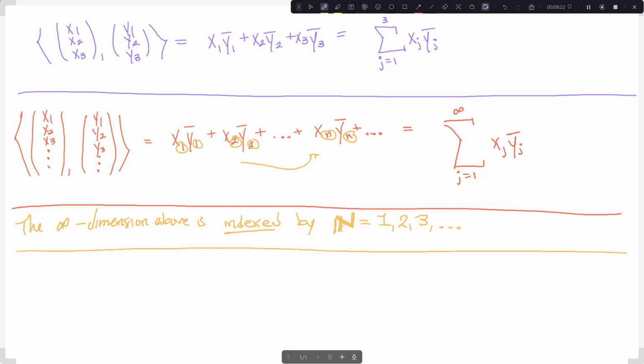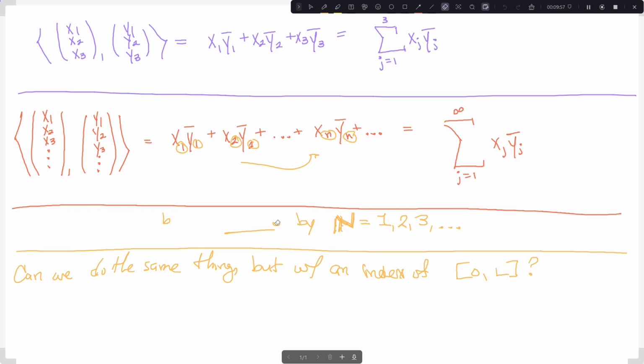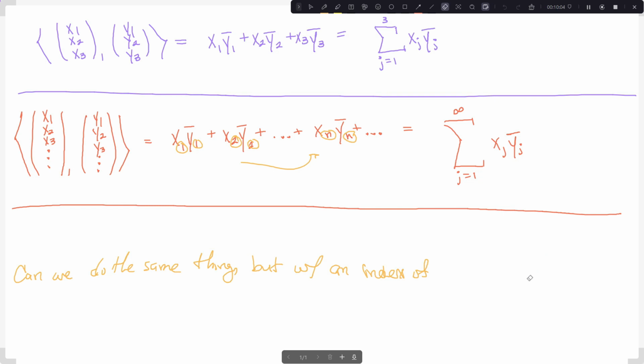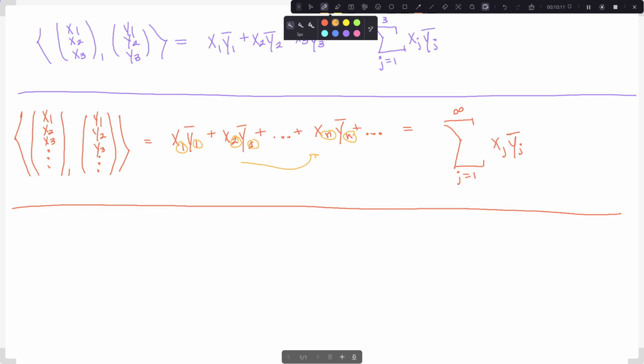The big question becomes, can we do the same thing but with an index of 0 to L? That's an interval, right? It's an interval of real numbers. Can we talk about the same behavior with an index of an interval instead of an index of natural numbers? Now, notably, it's still infinite dimensional because the index, right? There are infinitely many numbers inside of 0 to L. But what we do is we represent things differently, right?